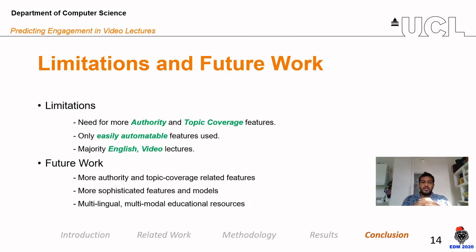Based on this work, we see several limitations. One of those limitations is the lack of authority or topic coverage related features in this dataset. We have also only used very easily automatable features. And when you look at this dataset, we also have a majority of English video lectures, which drives us to our future directions.